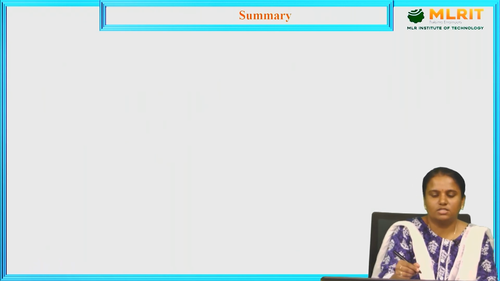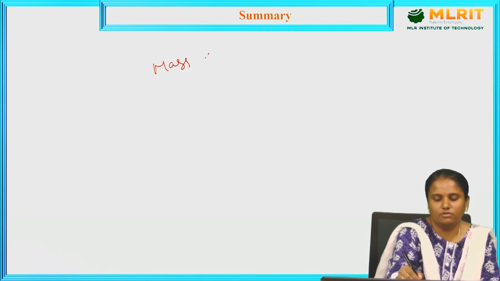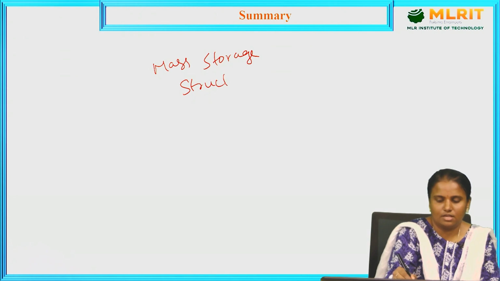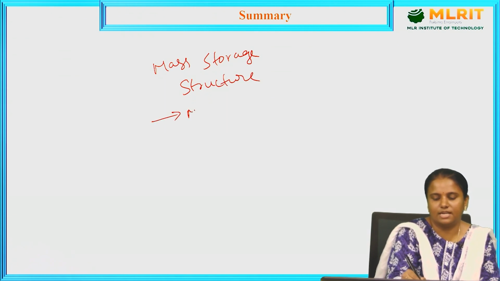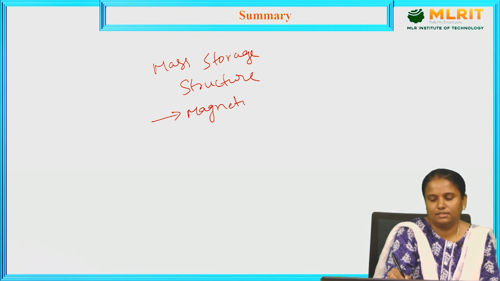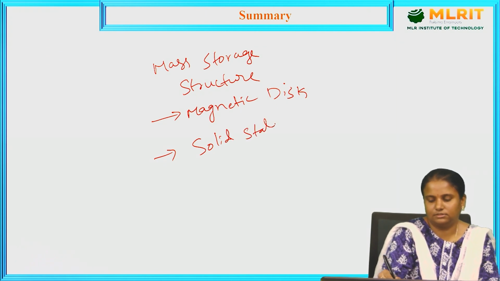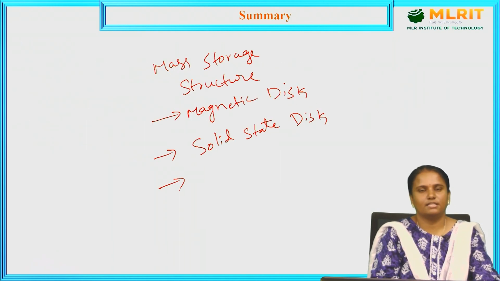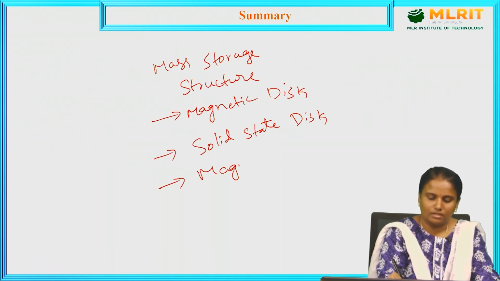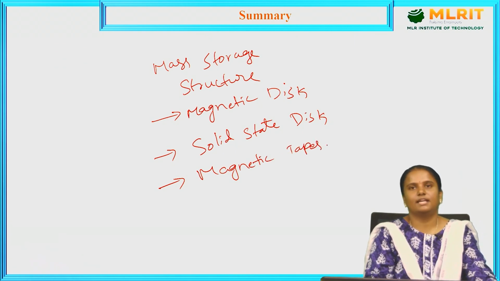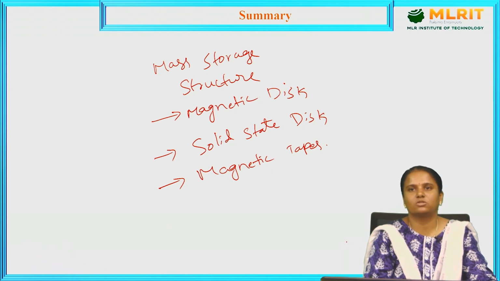In this session, we have seen an overview of mass storage structure. We have seen the magnetic disk, the solid state disk, and finally the magnetic tapes. These are the three kinds of storage we have discussed in this mass storage structure.